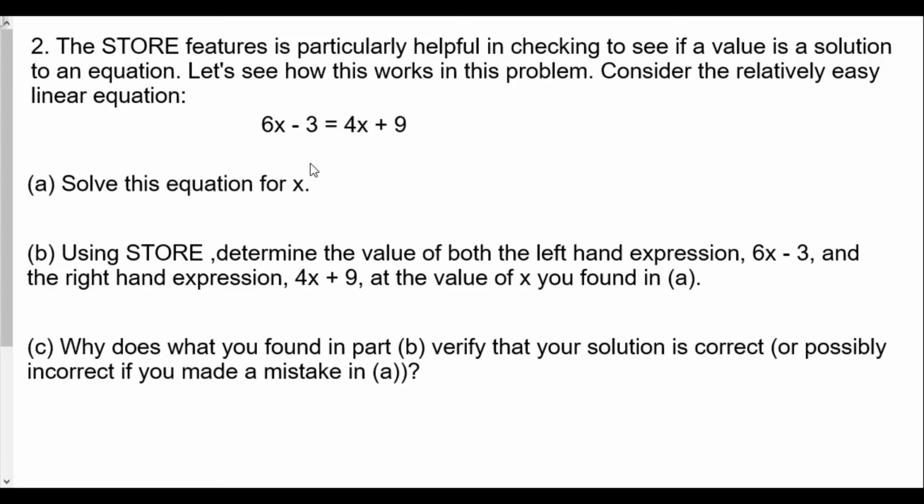The very first thing to do is solve for x. What I usually do is take care of the variable first. The smaller variable between the left side and right side I get rid of, which is the 4x. So subtract 4x on both sides.